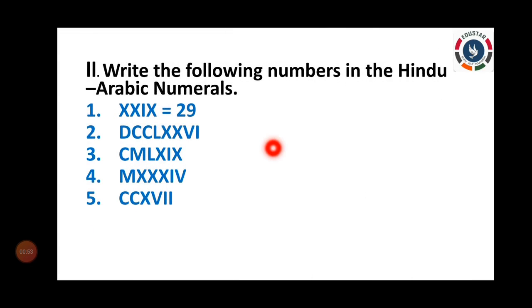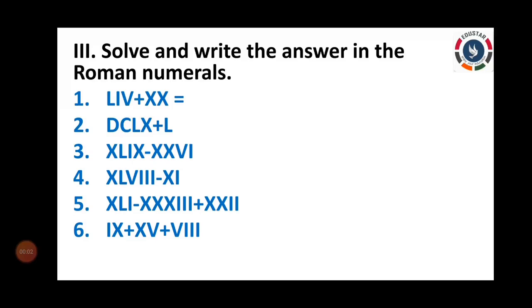Then Roman letter 2, write the following numbers in Hindu-Arabic numerals. 1. XXIX. XX means 20, IX means 9, total 29. So you can give the answer directly. 2. DCCLXXVI. 3. CMLXIX. 4. MXXXIV. 5. CCXVII.